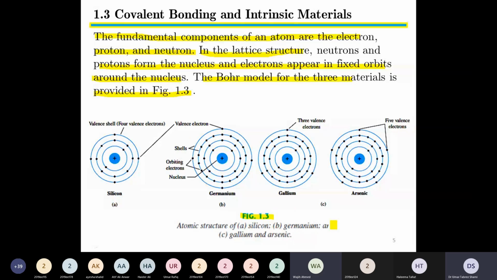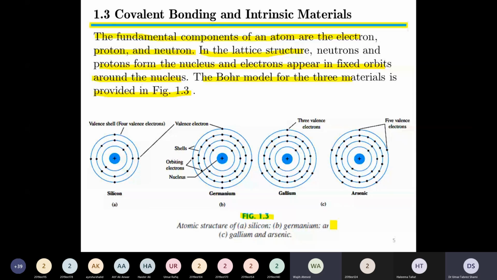The Bohr system of the atom means that the neutrons and protons are in the center. The neutrons have zero polarity. They are neither positive nor negative. And inside the nucleus, we will also find protons. Protons have a positive charge. Now, electrons circle around the nucleus. And in the case of silicon, we have 14 electrons.